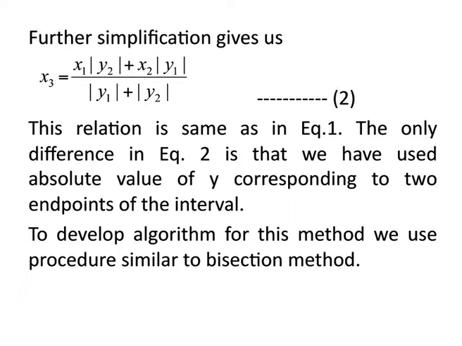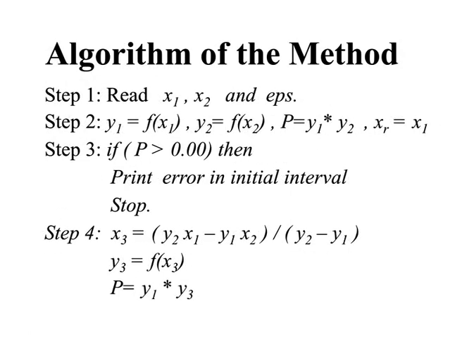Now, with this information, we can write the algorithm for the method. You can see on your screen the algorithm for the method. The algorithm is very much similar to the successive bisection algorithm. Here also we read the initial guess x 1 and x 2 and the allowed error epsilon. Now, we calculate the function values y 1 and y 2 and the product p, which is the product of y 1 and y 2. If this product is greater than 0, that means the root is not included in this interval and we will come out of the procedure.